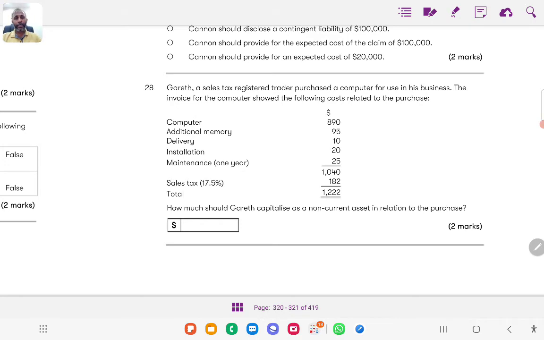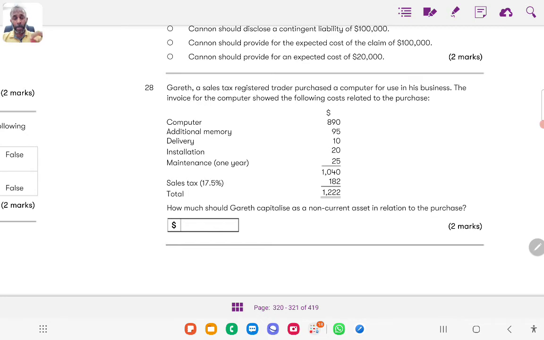Now question 28. G company, a sales tax registered trader. When a company is a sales tax registered trader, sales tax cannot be considered part of an asset, expense or income. It is like a bypass: you receive it and you pay it to the department. So all of that sales tax should be ignored.